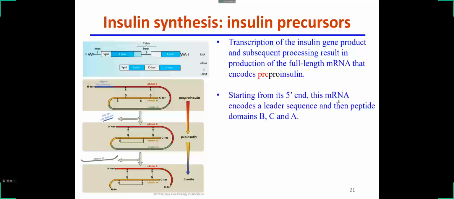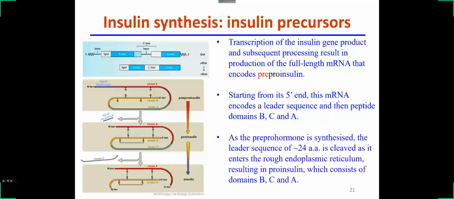Then from this gene, you've got this messenger RNA which encodes this leader sequence that will later become the signal sequence, and then obviously the peptide domains of B, C, and A. And as the pre-pro hormone is synthesized, this signal sequence or leader sequence of 24 amino acids gets recognized and is cleaved, which then gives us the full length.